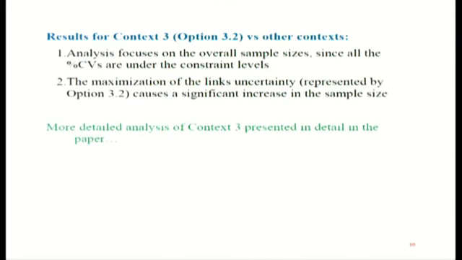Context 1 versus context 2: the main result is that in presence of strong links, if we have good prediction of links, there is only a small increase in the sample size. But as the links become weaker, the sample size increases significantly. For the third context, the maximization of link uncertainty causes a significant increase in the sample size.